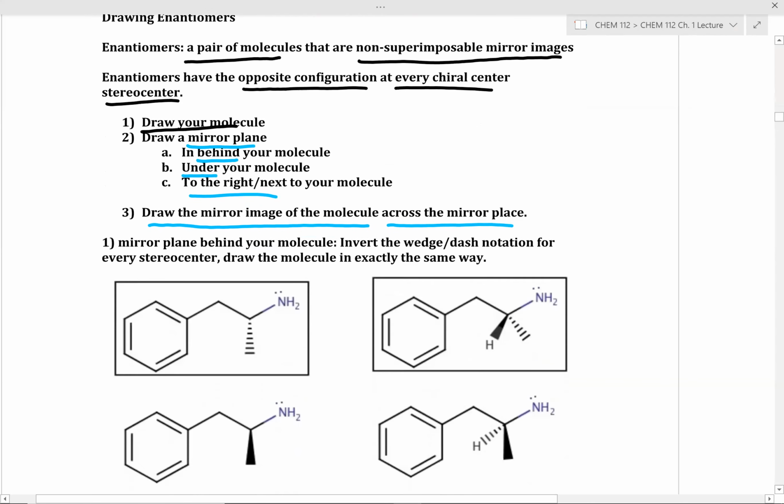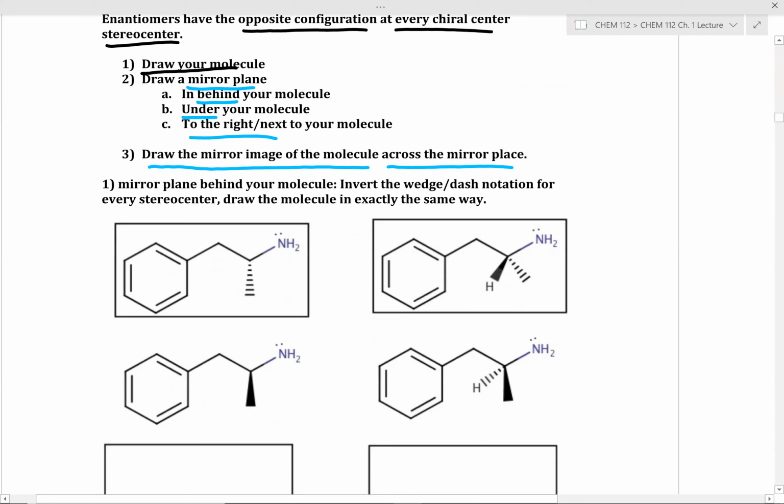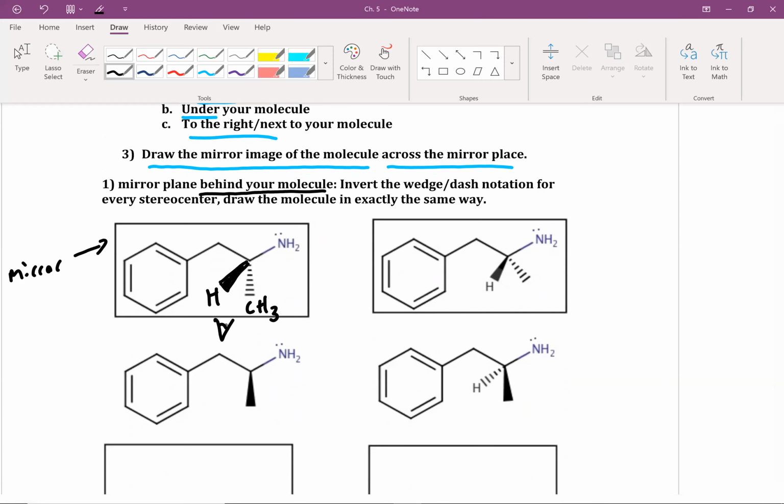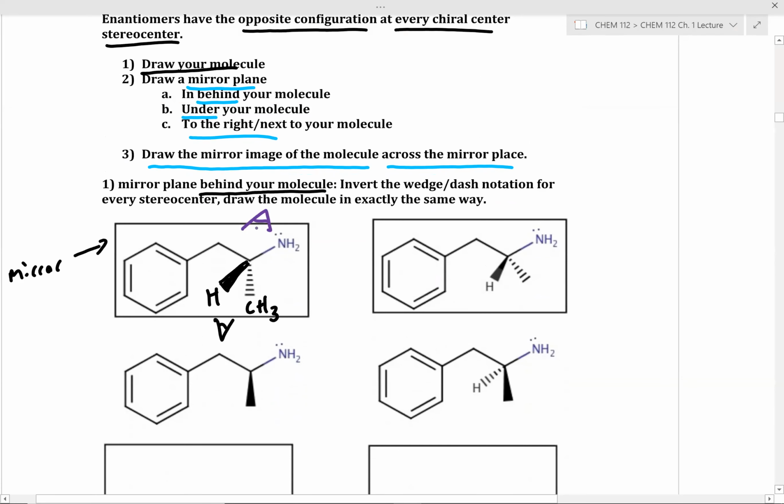Okay, so let's talk about practically how each of these works. So for a mirror plane behind your molecule, this square is going to be our mirror that we're going to reflect our molecule across. So we're going to draw out our implied hydrogens, okay? And considering our methyl is dashed, our hydrogen will have the wedge. So we're looking at it from the front. And just like we did in our exercise where we changed our perspective, we're essentially going to reflect our molecule through this mirror plane. So all of our substituents that are originally in front are going to end up in the back.